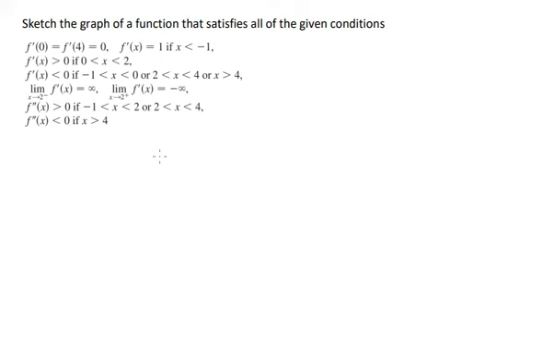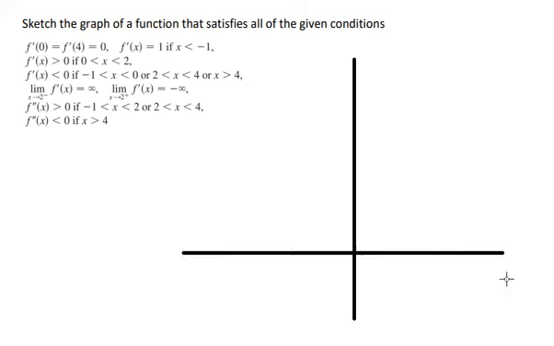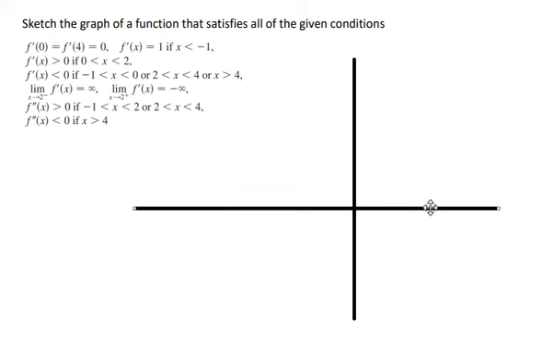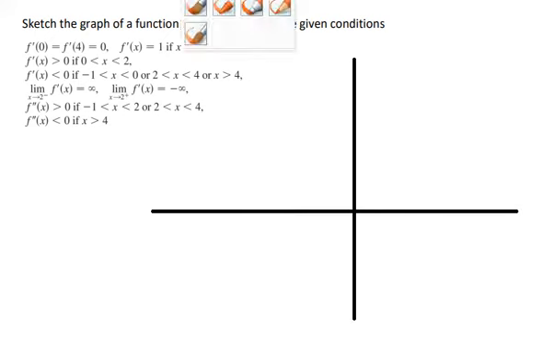The topic today is about sketching the graph. So now I want to show you how to answer. The first thing we need to draw is the x-y coordinate.